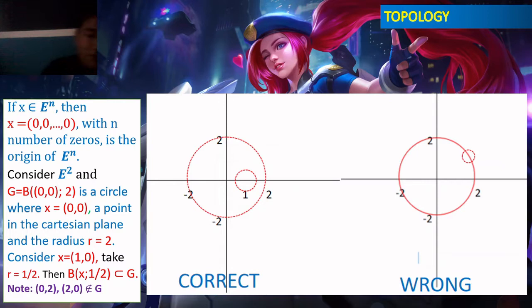So if x is the point (1, 0), we can create a circle around it such that it lies inside G. So this is now our open ball B(x, 1/2), where I take 1/2 as the radius. So 1/2 to each side, and the radius is 1/2. So this ball is a subset of G. Note that the points (0, 2) and (2, 0) are not elements of G.